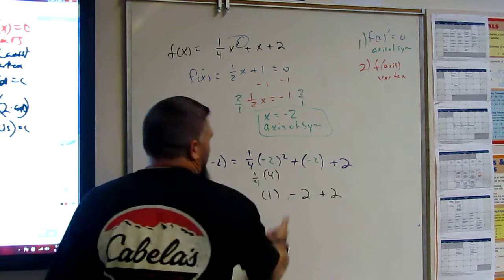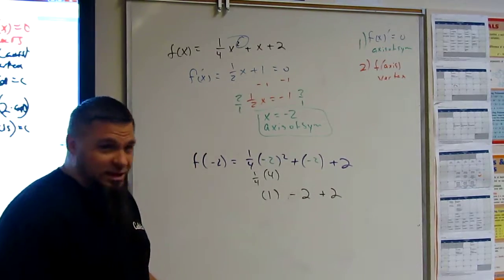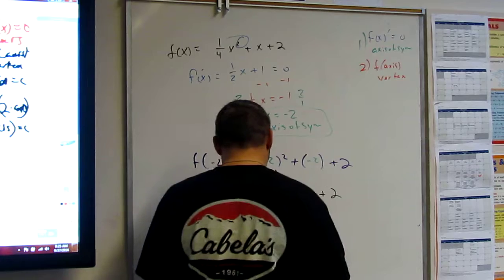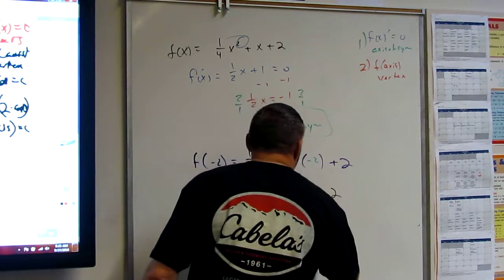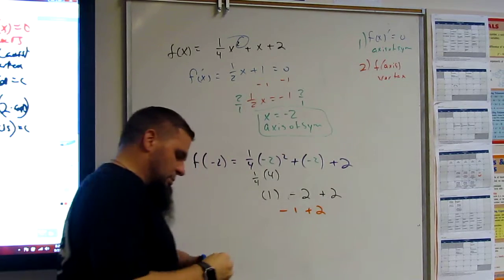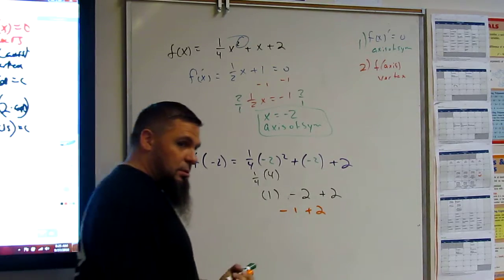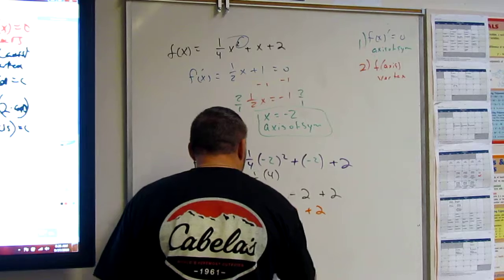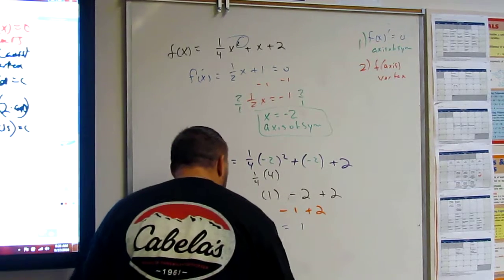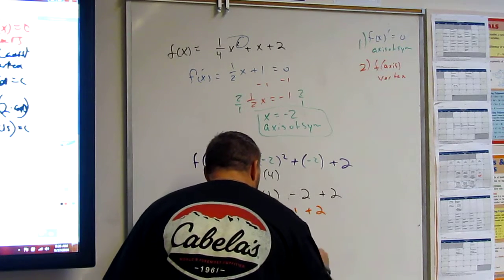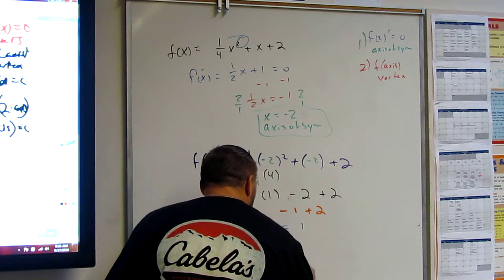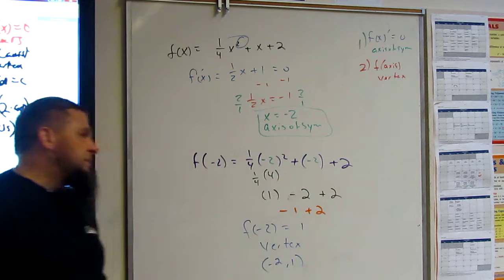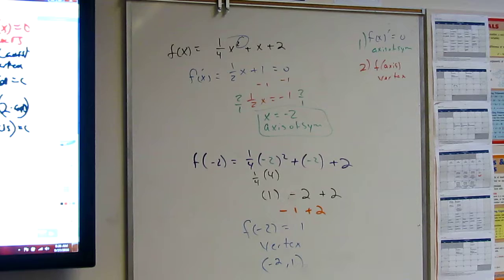Anyways, back to this problem. What's 1 minus 2? -1. And -1 plus 2? 1. So F of -2 is equal to 1. That tells me that the vertex is -2, 1. So I have the vertex.